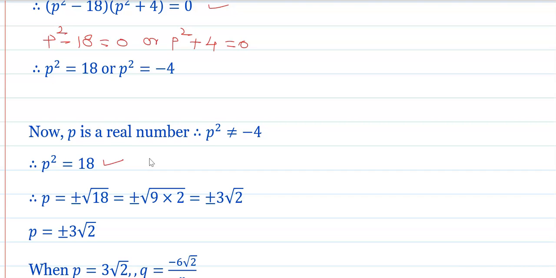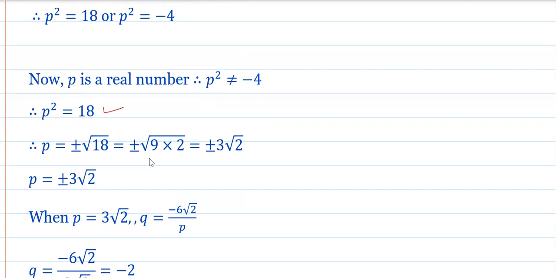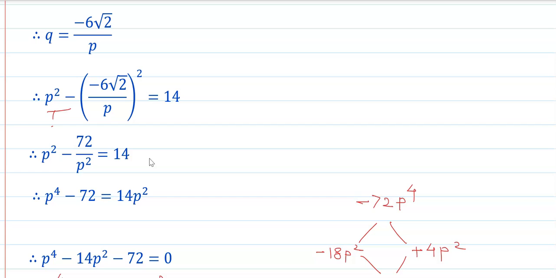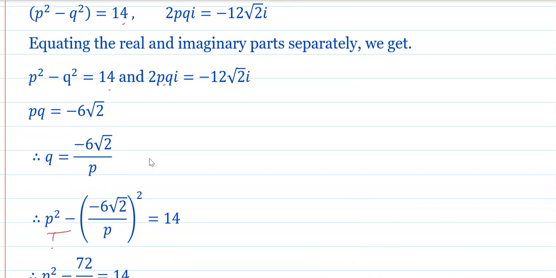18 कसा लिहिणार? 9 into 2. 9 चं स्क्वेअर रूट किती आलं? तर 3 आलं. That is plus or minus 3 root 2. एकदा कसं घेणार? तर प्लस घेणार, एकदा मायनस घेणार. When p is equals to 3 root 2, q is equals to minus 6 root 2 upon p. इथे q ची व्हॅल्यू दिली आपल्याला. What is q? Minus 6 root 2 upon p.